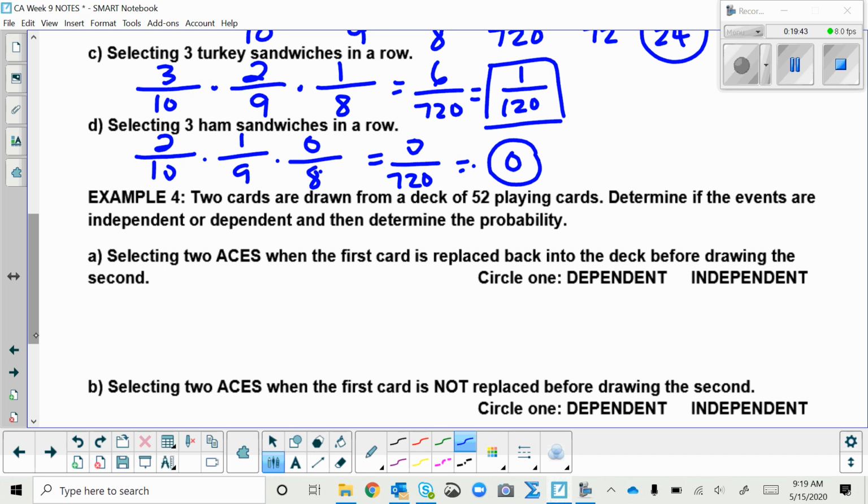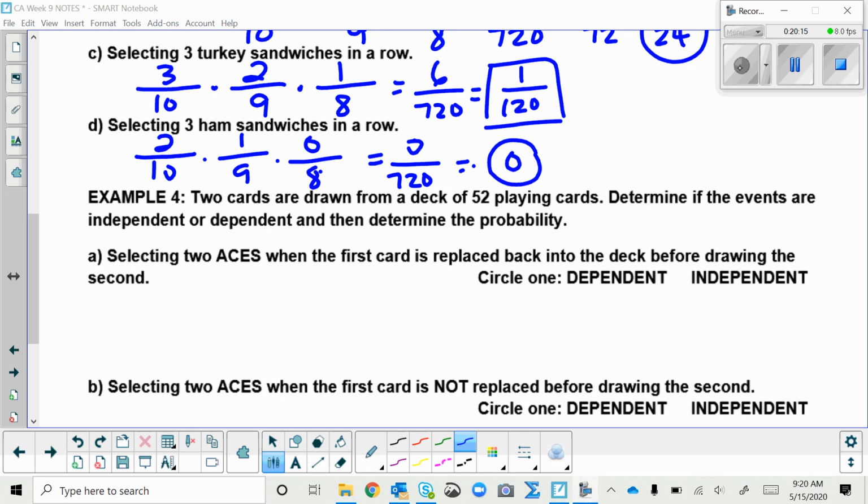All right, so last example. 2 cards are drawn from a deck of 52 playing cards. Determine if the events are independent or dependent, and then determine the probability. All right, so example A. Selecting 2 aces when the first card is replaced back into the deck before drawing the second. I want you to pause and just think about whether you feel that's dependent or independent.